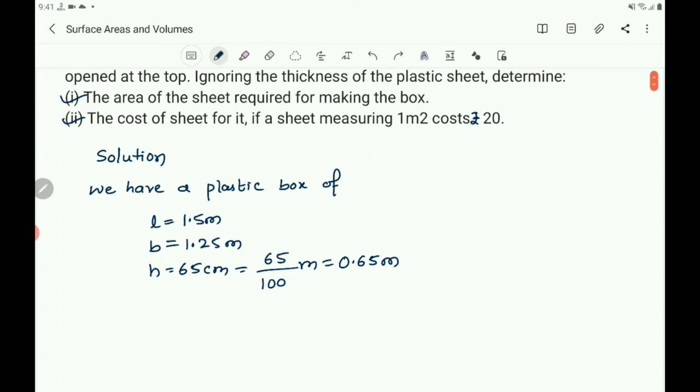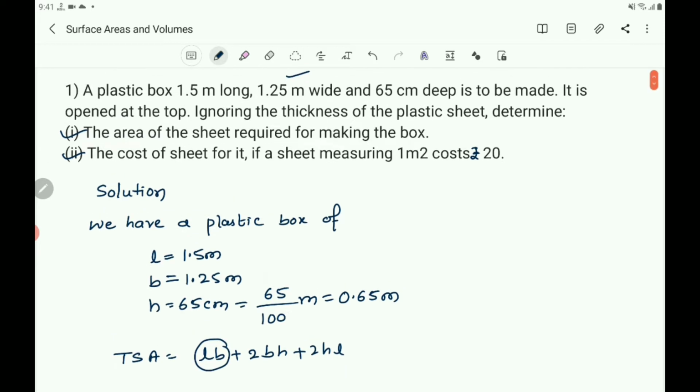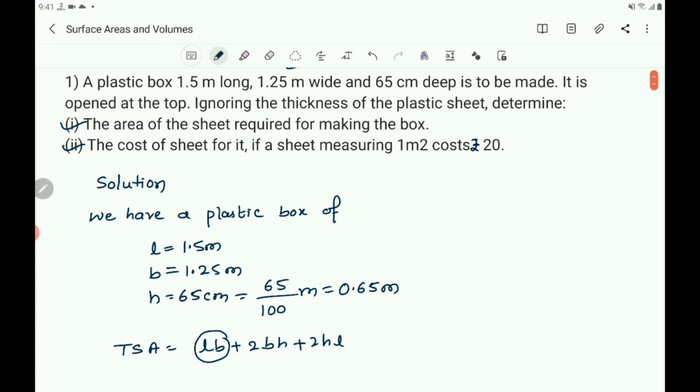If all the faces are there, the total surface area TSA equals 2 into (LB plus BH plus HL). But here only one LB is there. So you can take LB plus 2BH plus 2HL. That is the lateral surface area of the cuboid plus the surface area of the one base, because there is no top, the top is open. So you take LB and the remaining 4 surface areas are 2BH plus 2HL.